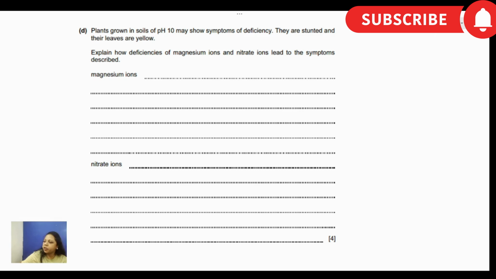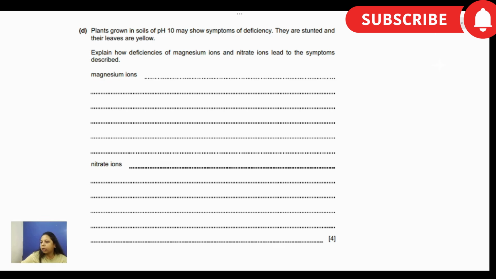What is the deficiency of nitrate? It's related to proteins, for growth and development. So there would be less growth, less development. What else can be affected? Also enzymes. Enzymes are not working. Correct. Let's move to the next question.